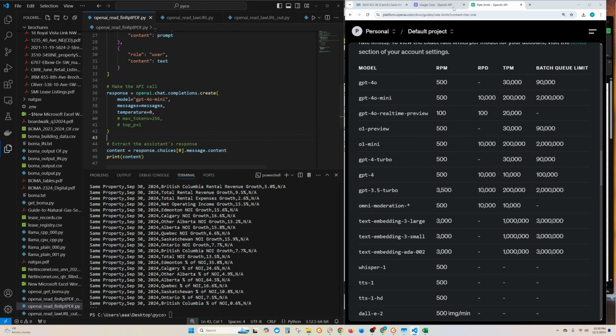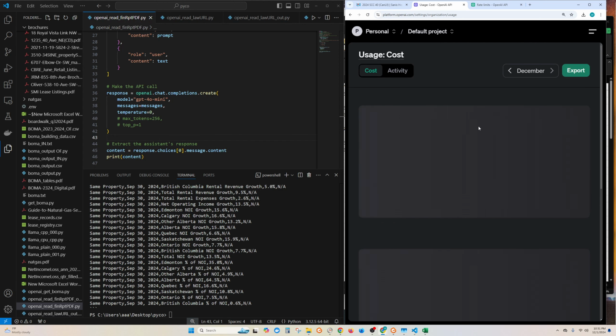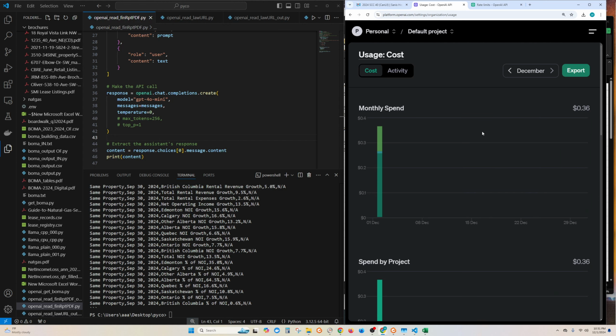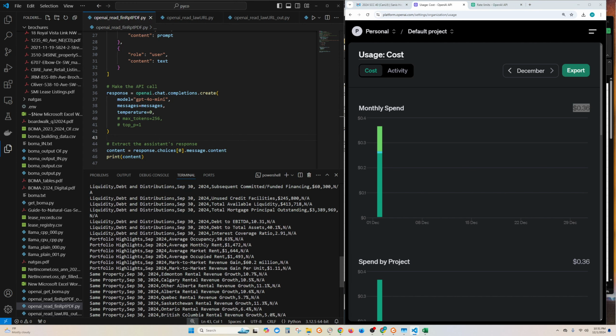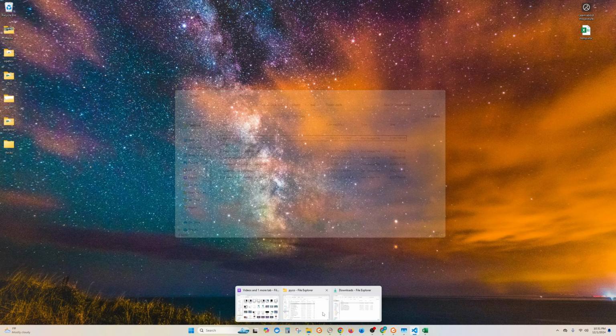Now, before we do, let's look at how much it cost. How much did it cost? 36 cents. Okay, so this operation, to get that, how many pages is it? How many pages was that PDF?